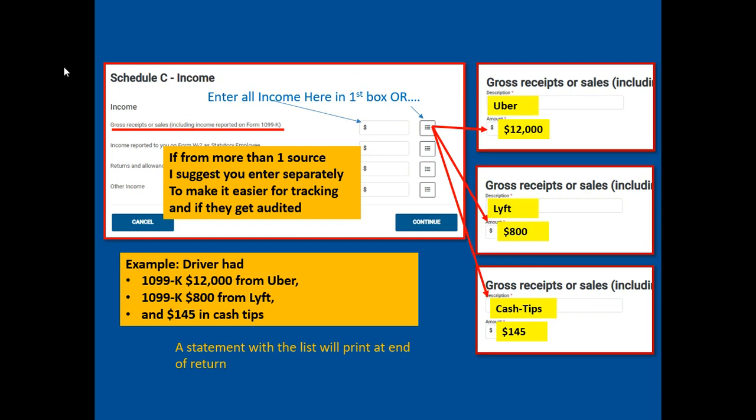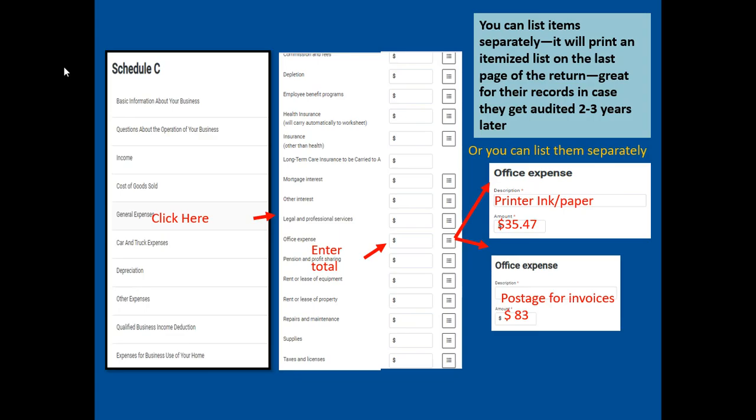And again, if you have more than one source of income, you're going to type them out here by clicking those 3 lines. This is for other income that is not a 1099 NEC. So in this example, we have a 1099K from Uber, a 1099K from Lyft, and we have some cash tips. And so I would enter it just like you see here on the right-hand side. I would enter each one separately. The system's going to add them all together and stick it in that big box.